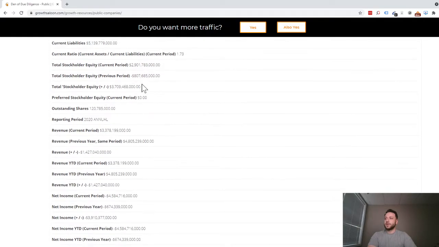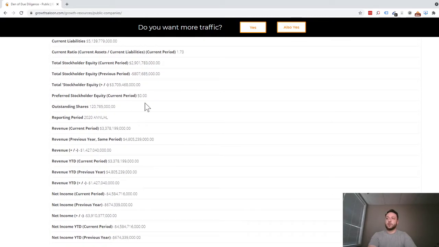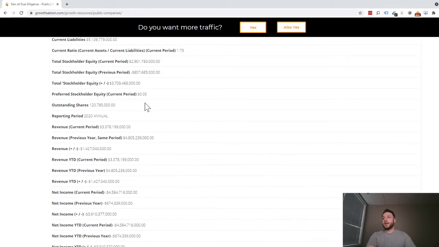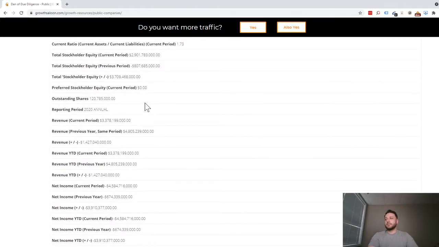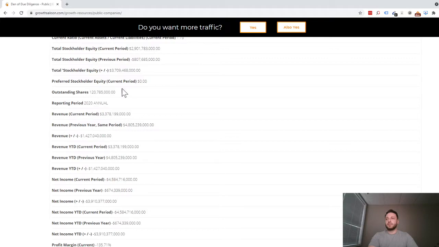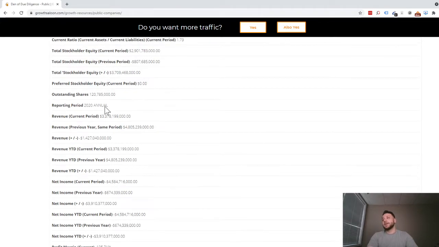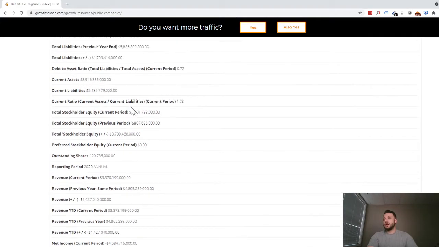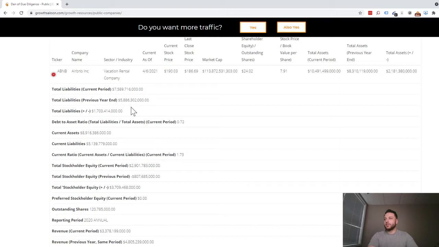Now, what you also want to look out for is preferred stockholder equity. This is things like dividends or just preferred shareholders in general. They get paid first before we do. Now, most public companies, you'll see a big zero there unless they pay dividends. Then you're not going to see a zero there. I'll show you in a minute why that matters. Outstanding shares, you can see this. And before we move on to the revenue and whatnot, from the statement of operations or income statement, they're synonymous, I'll show you how we get these values above as well.